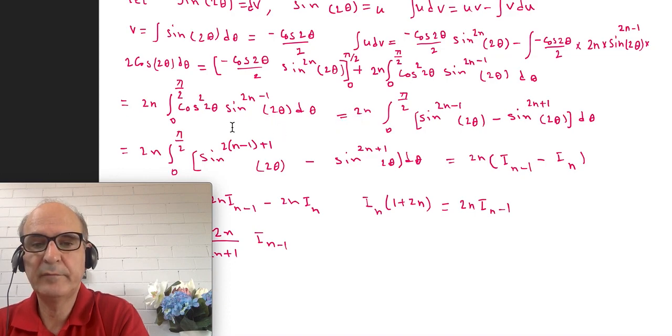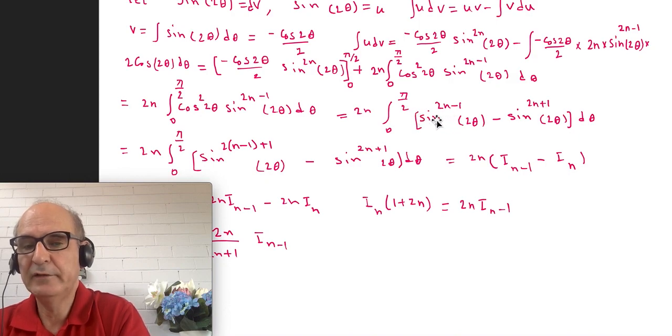Now what we can do here is write cos squared of 2 theta as 1 minus sine squared of 2 theta. I've done that and then expanded. So I replace this with 1 minus sine squared of 2 theta, and if you expand it, you end up with sine to the power of 2n minus 1 of 2 theta minus sine to the power of 2n plus 1 of 2 theta.